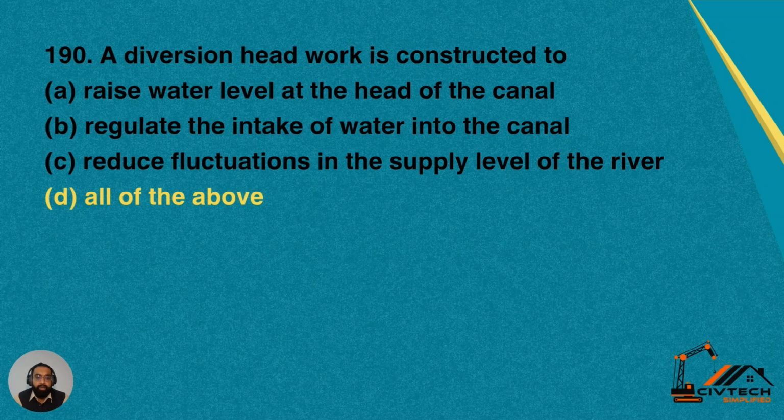190. A diversion head work is constructed to option A raise water level at the head of the canal, option B regulate the intake of water into the canal, option C reduce fluctuations in supply level of river, option D is all of these. All these are the correct options for diversion head work. Diversion head work आपका बनता है क्योंकि ताकि कैनाल का हेड जो है वो रेज किया जा सके, इनटेक जो है पानी की कैनाल के अंदर उसको रेगुलेट किया जा सके, इसी तरह फ्लक्चुएशंस अगर आपके रिवर साइड पे आ रही हैं तो उनको कंट्रोल किया जा सके. So A B C all are the correct options for this question. So D here is the correct answer.